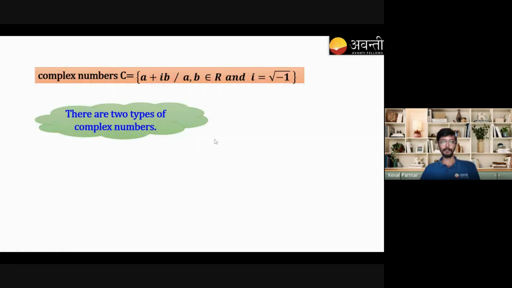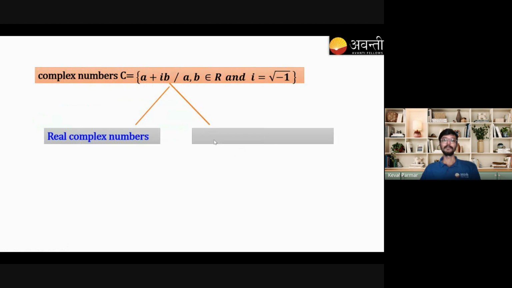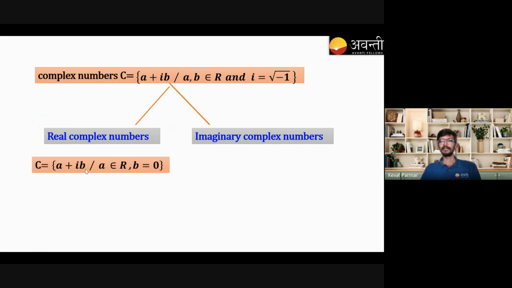There are two types of complex numbers: real complex numbers and imaginary complex numbers. This is not a formal definition, just a way to classify the complex numbers. So, real complex numbers. What are real complex numbers, guys? Where the imaginary part is zero. You can see here, the imaginary part is b. When b is 0, the complex number will remain a only. That is basically a real number.